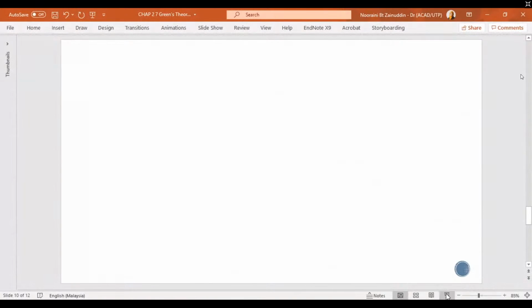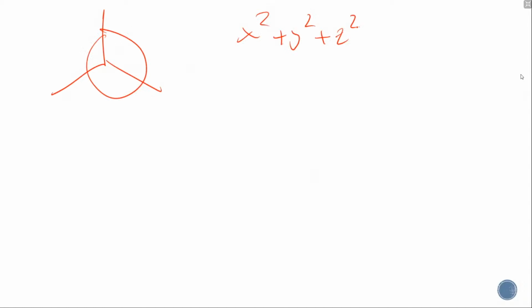It's the same. Previously you learned about the sphere, from x squared plus y squared plus z squared equal to rho squared. So you have x equal to this. Y, what is the rho? Z, what is the rho? I forgot this information already, but you can refer to your previous slide.